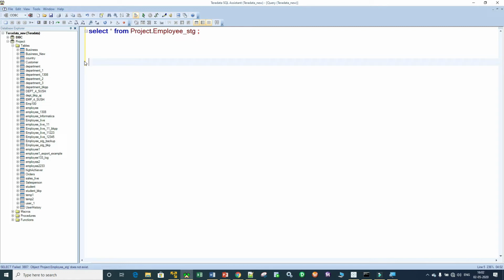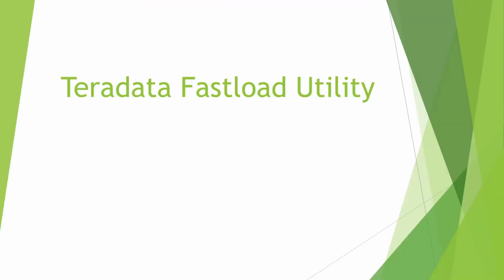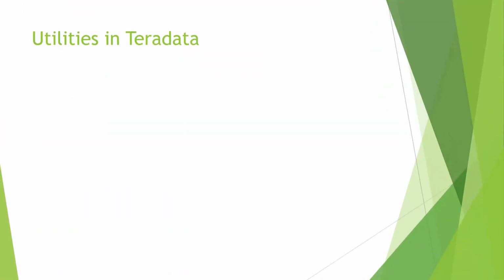So before we start learning fast load, try to learn what is utility in Teradata. Utilities are the mechanism in Teradata by which you can load millions of rows into database tables. There are certain utilities available in Teradata by which you can load millions of rows into database tables, and you can easily import and export your data from a table to a flat file or from a table to an Excel file, or you can also import your data from an Excel file or from a flat file to a database table.